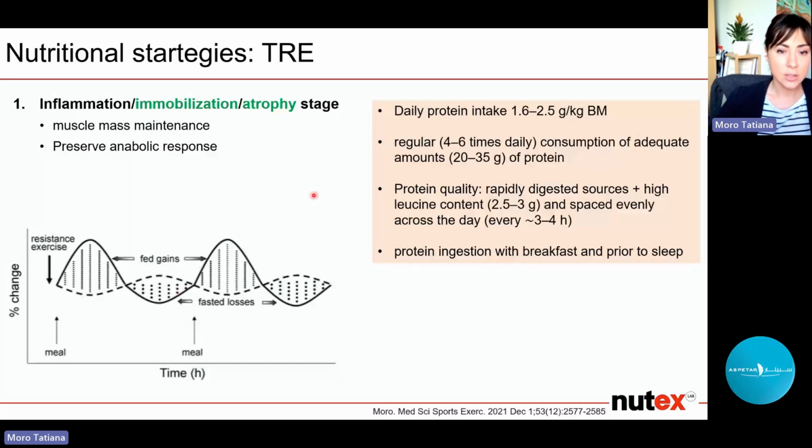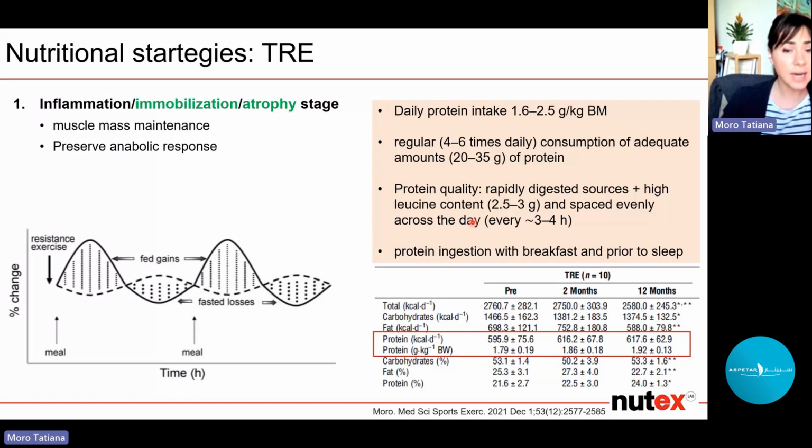And to do so, the best way is also to increase protein ingestion with the first and the last meal of the day before the long fasted period, so at breakfast and prior to sleep. Time-restricted eating is, of course, not helping with this type of schedule because, as we said before, 8 hours of time to eat all this amount of protein cannot be enough.